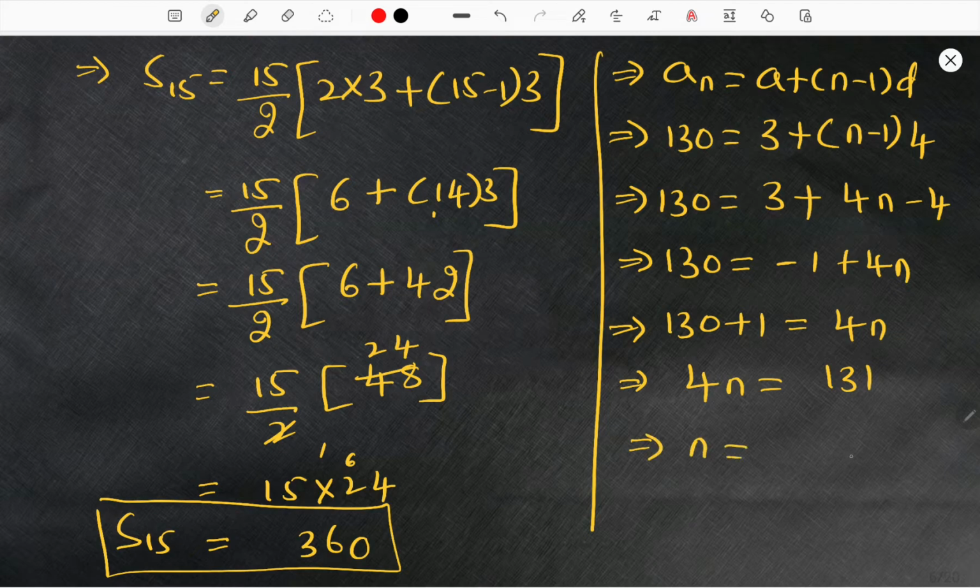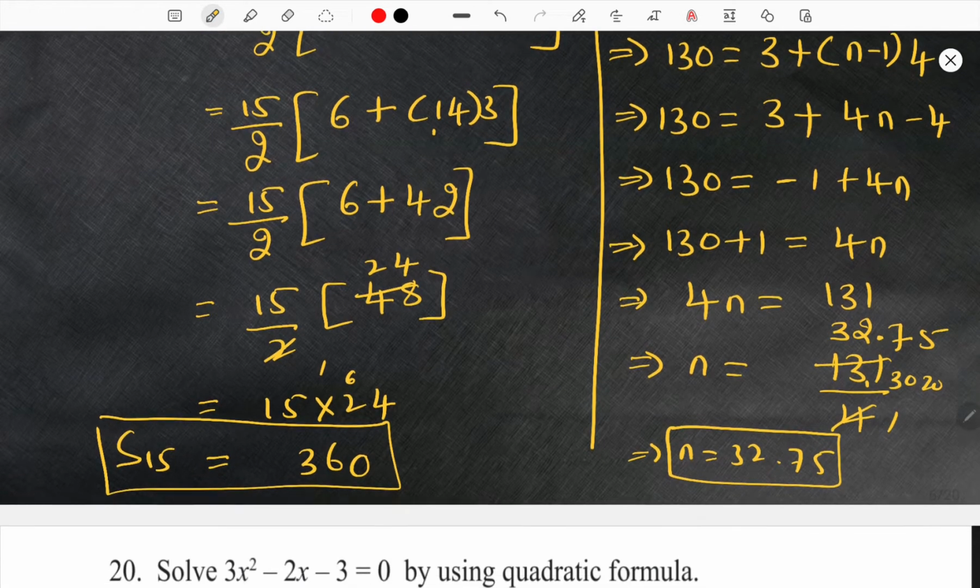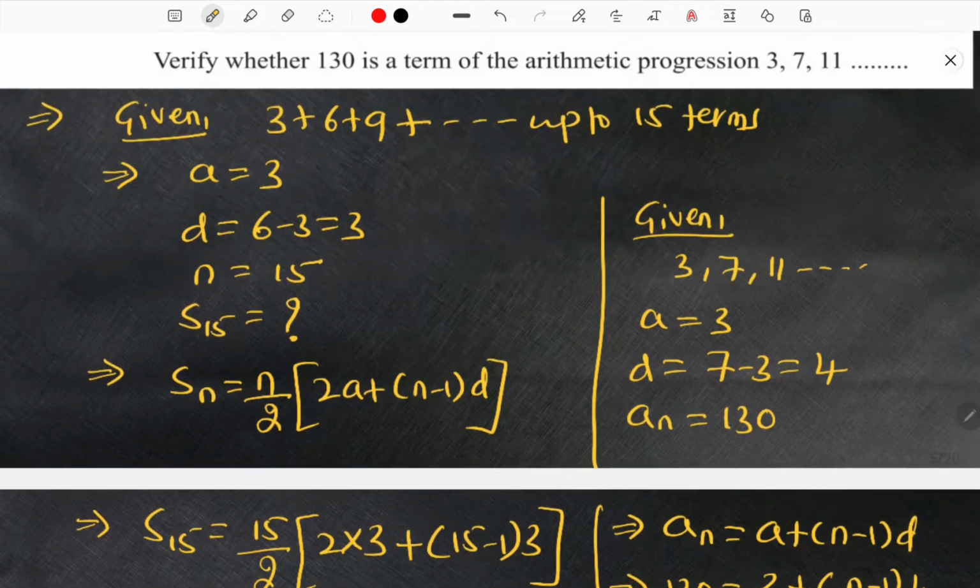So n is equal to 131 divided by 4. 4 1s are 4, 4 3s are 12, then 1 is a carry, then 4 2s are 8, then 3 is a carry, 4 7s are 28, 2 is a carry, then 5s are. So n is equal to 32.75 we got, but n needs to be an integer. All right, then only it can be a term. We can have the 30th term, 31st term, 32nd term, 33rd term is also possible, but the 32.75th term is not possible. All right, so what is the reason you are going to give here? We will give a reason.